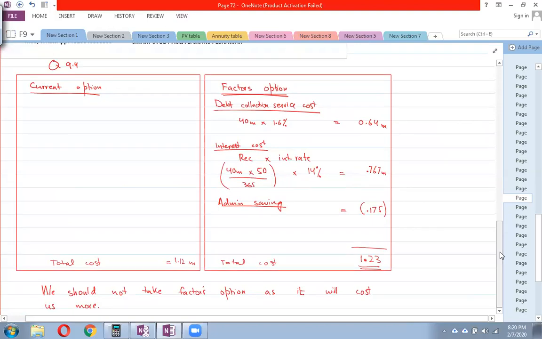So in this question, the factor was just giving us the debt collection service. Remember, we said the factor can also give you the financing service, and the factor can give you the credit insurance as well, right? If the factor gives you the financing service, then instead of the overdraft interest rate, you'll be using the interest rate of the factor, right?